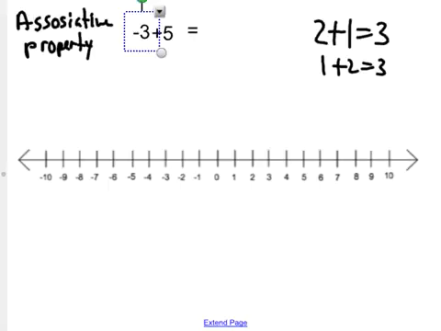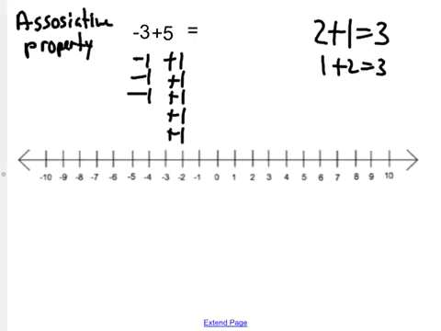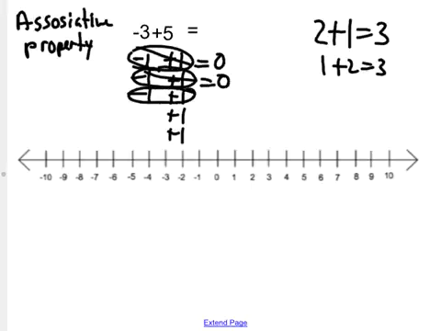Now, let's look at this in the same ways as we were looking at it before. I have 3 negatives, 1, 2, 3, and I have 5 positives, 5 positive 1s. So here's 1, 2, 3, 4, 5. And once again, you can see that this negative and this positive are going to become 0. This is going to be 0, and this is going to be 0. And what I end up with is 2 positives. This is why this is positive 2.